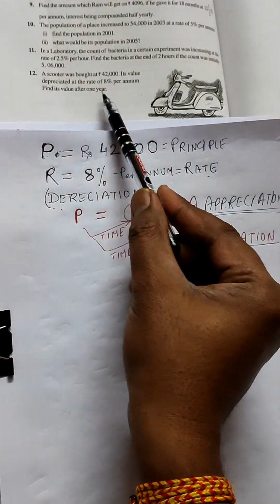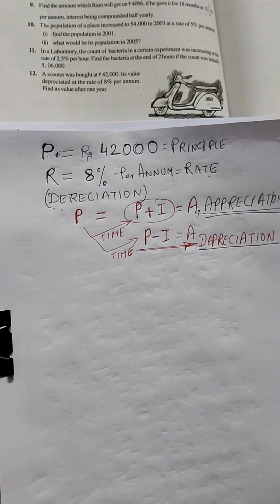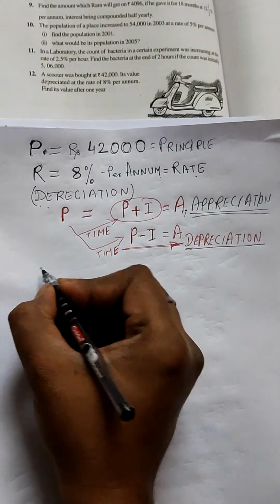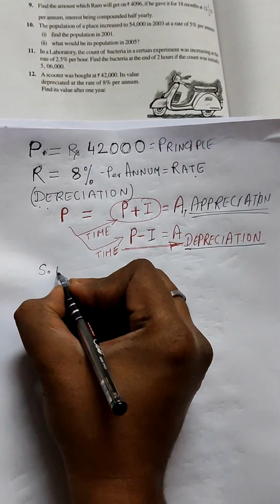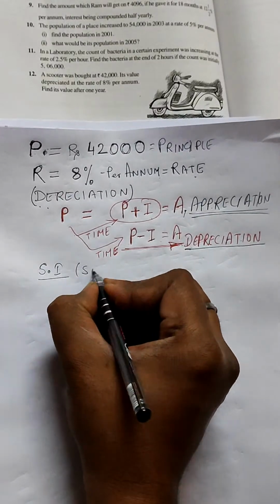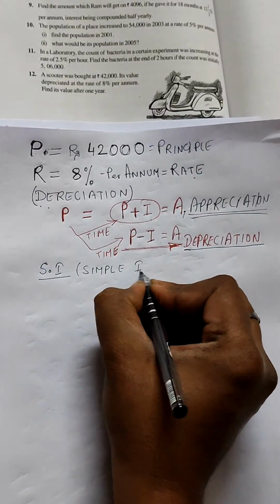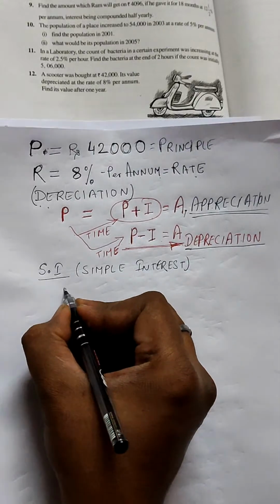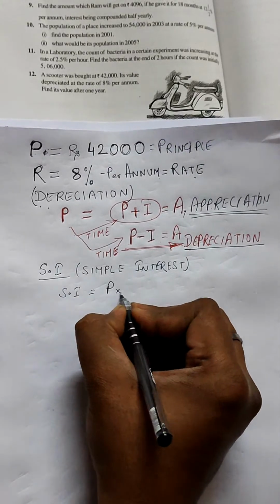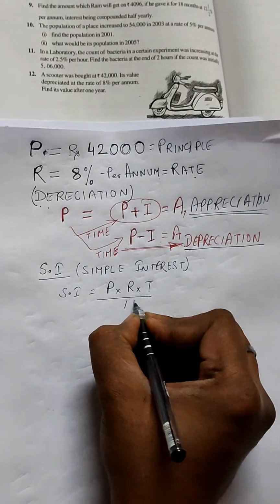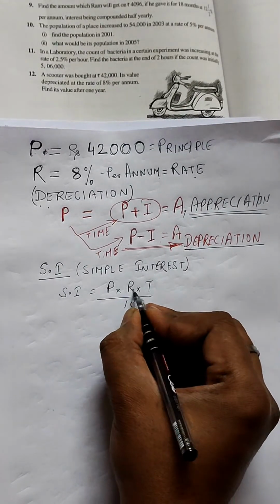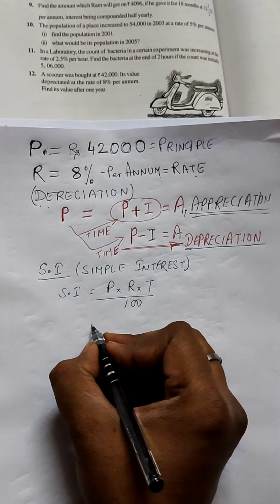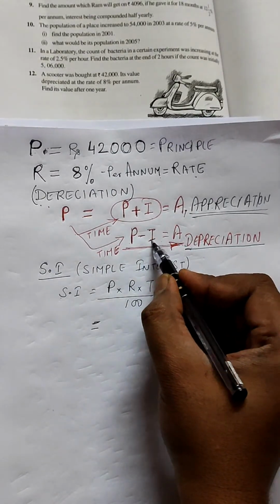Now, find its value after 1 year. So after 1 year, what is the value? Let us see. You know the formula of simple interest? Simple interest is calculated as principal into rate into time divided by 100. The rate could be annual, quarterly, half yearly, monthly, whatever. So let us calculate the simple interest, that is equal to I.